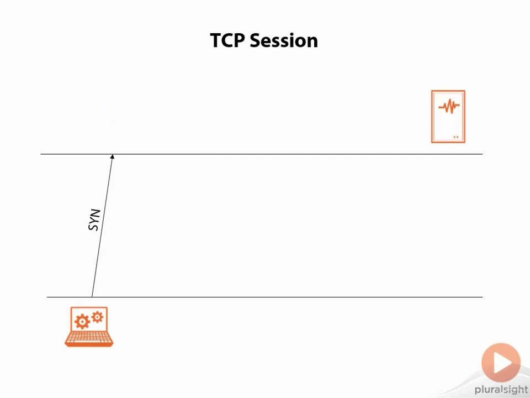A client initiates a TCP session by sending a packet to a server with the SYN flag set. The SYN flag indicates to the server that the client is attempting to establish a session and that the sequence number set in the packet should be used as the initial sequence number for the data stream originating at the client and going to the server.